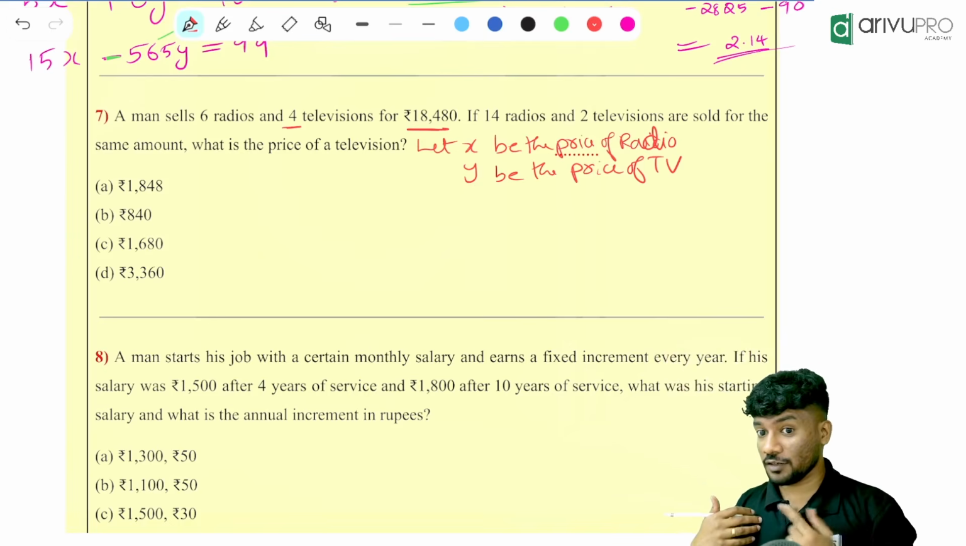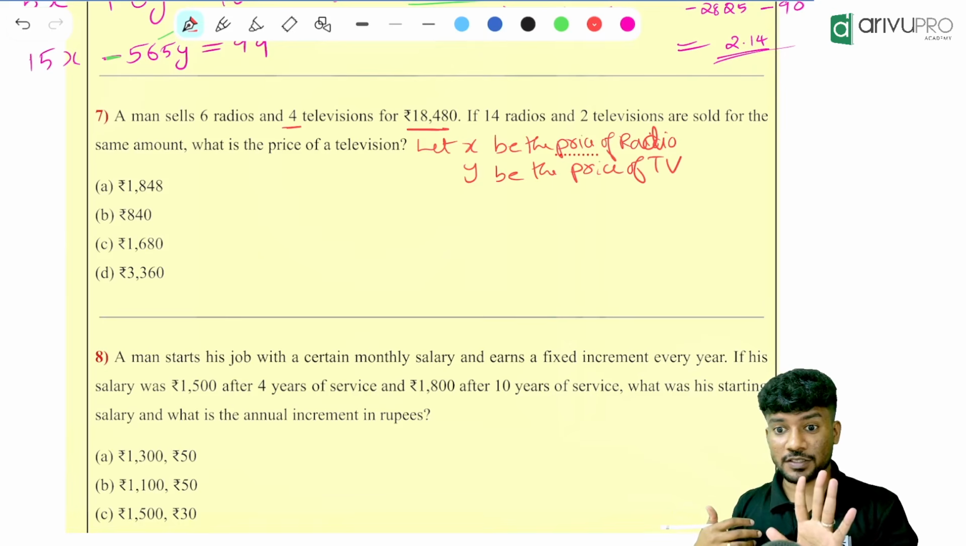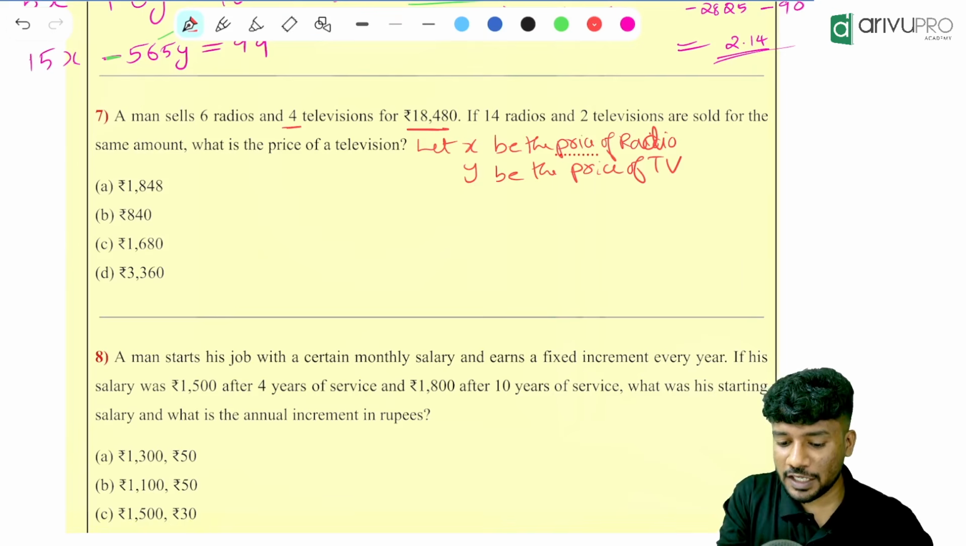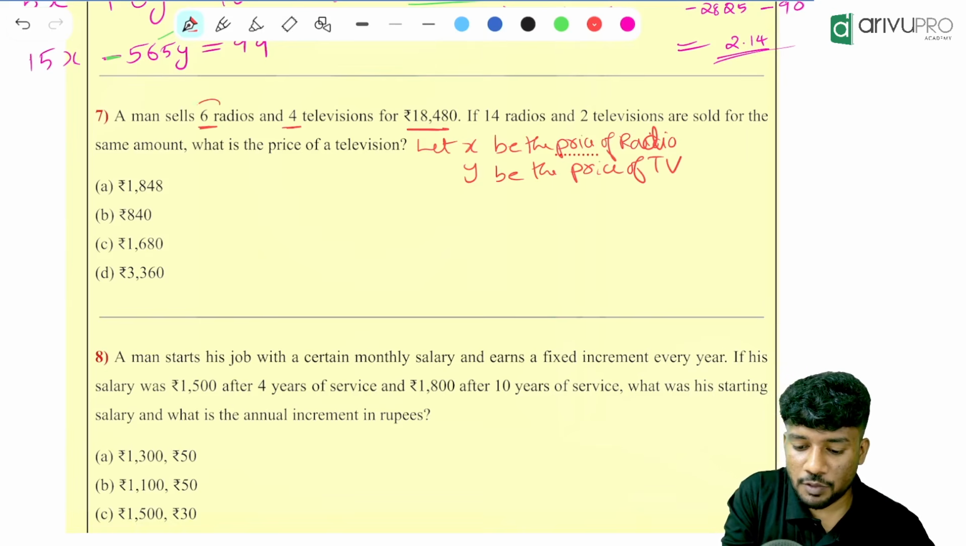10 Kit Kats are there. One Kit Kat costs how much? 5 rupees. So 10 into 5 is how much? 50. Similarly, I am having 6 radios and 4 televisions. Now tell me what is the total price of 6 radios.